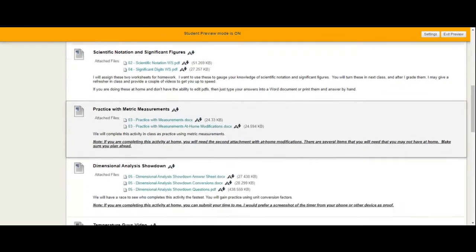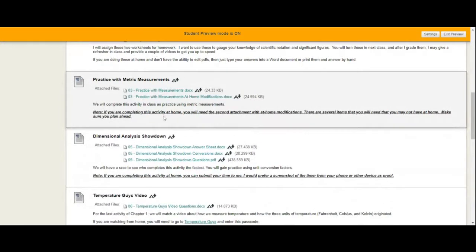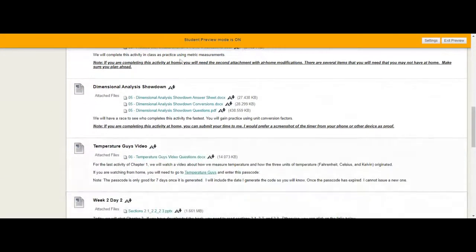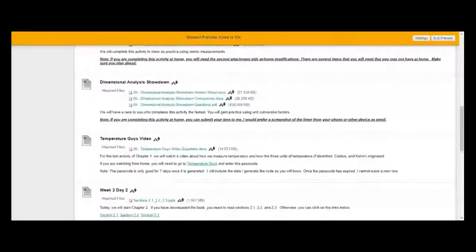And then we have another practice, or another kind of a lab, not truly a lab, but a practice with metric measurements that you'll do. And you'll need this second link, which is the at-home modifications. And let me share that with you to go through a couple of things on that.